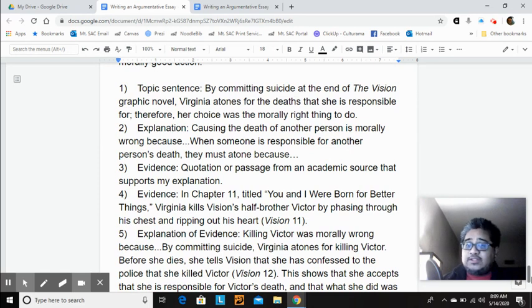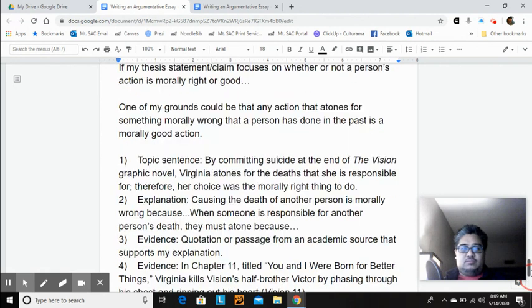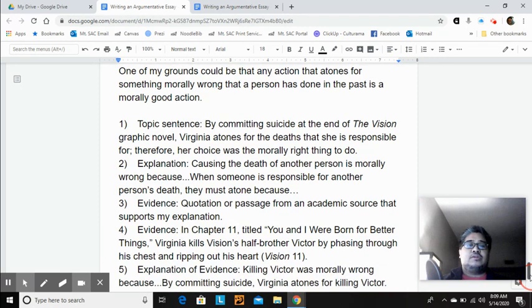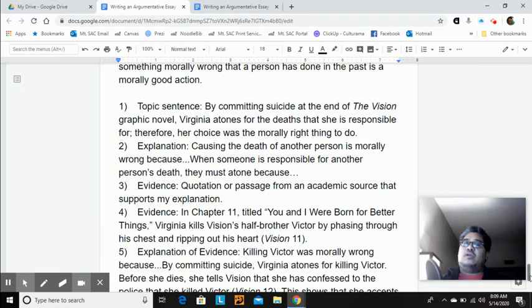So for essay number 3, my English 1C students are writing about the graphic novel The Vision, volumes 1 and 2. If my grounds was any action that atones for something morally wrong that a person has done in the past is a morally good action, I could craft a topic sentence that says something like, by committing suicide at the end of the Vision graphic novel, Virginia atones for the deaths that she is responsible for. Therefore, her choice was a morally right thing to do. And again, that's all I'm trying to get my readers to agree with in the space of this paragraph, that her action of committing suicide is her attempt to atone for the deaths that she's responsible for.